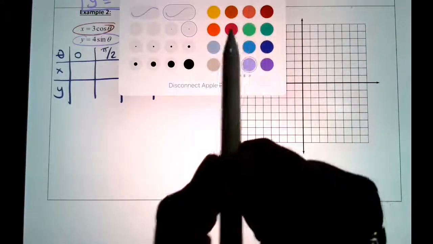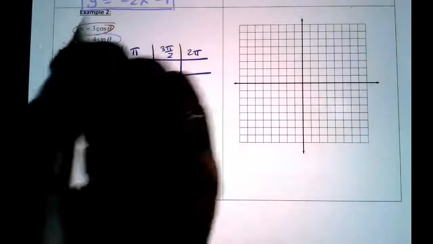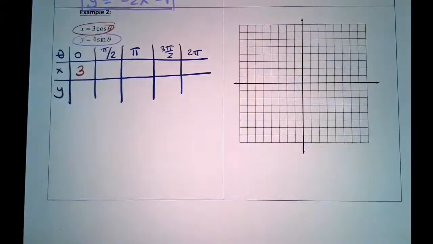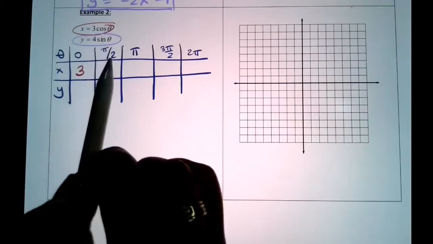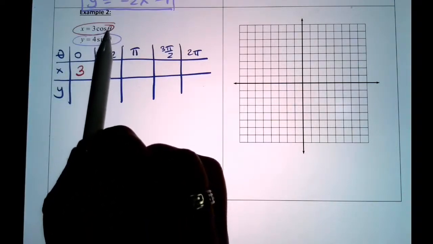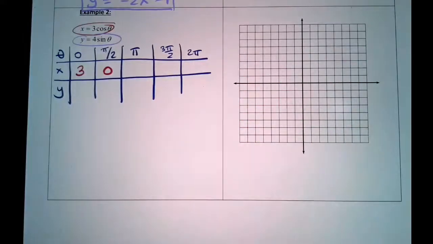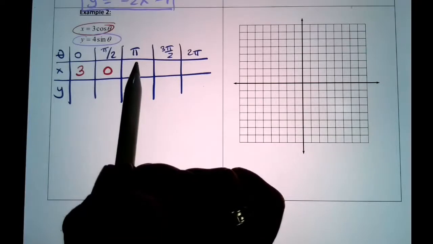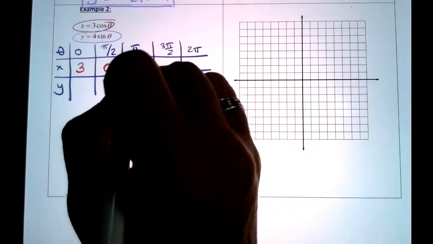Okay, so the cosine of 0 is 1, so 3 times 1 is 3. That's my first x coordinate. And I'll go straight across here, handling the x equation. Pi over 2: 3 times the cosine of pi over 2, the cosine of pi over 2 is 0, so 3 times 0 is 0. 3 times the cosine of pi, let's be careful, the cosine of pi is negative 1, so 3 times negative 1 is negative 3.